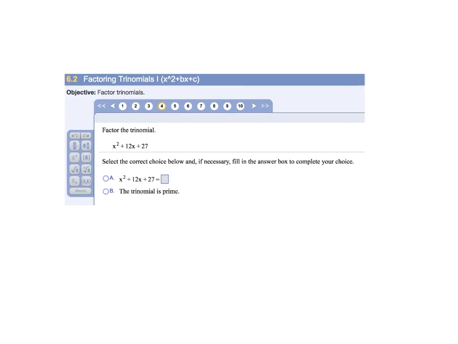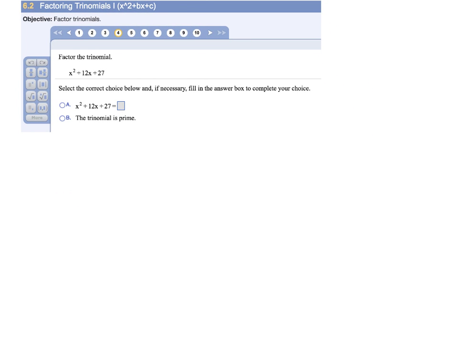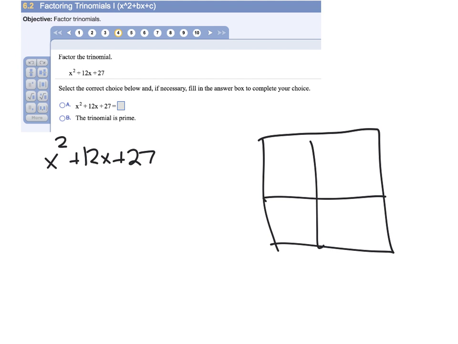All right, so let's do another one. So we've got x squared. Now we're just going to practice. x squared plus 12x plus 27. So we're going to go over here. We're going to make our box. It's a 2 by 2 box. We're going to put x squared here. We're going to put 27 here. And we know that the only way you can get x squared is x times x.